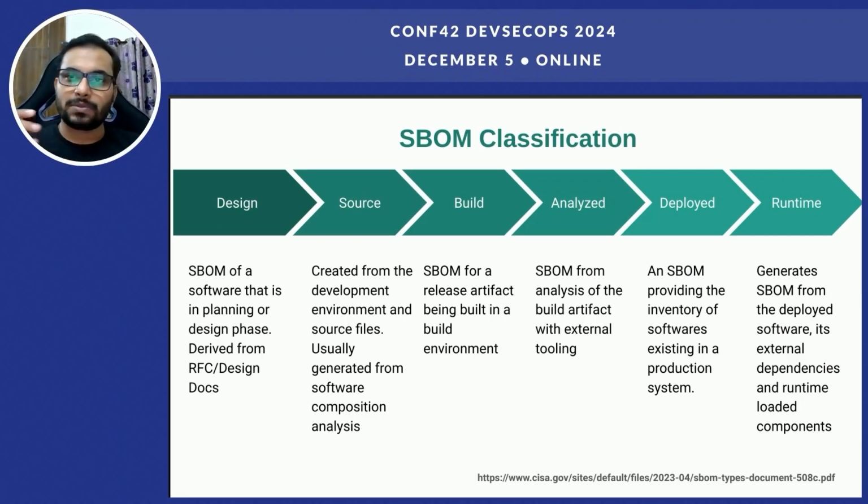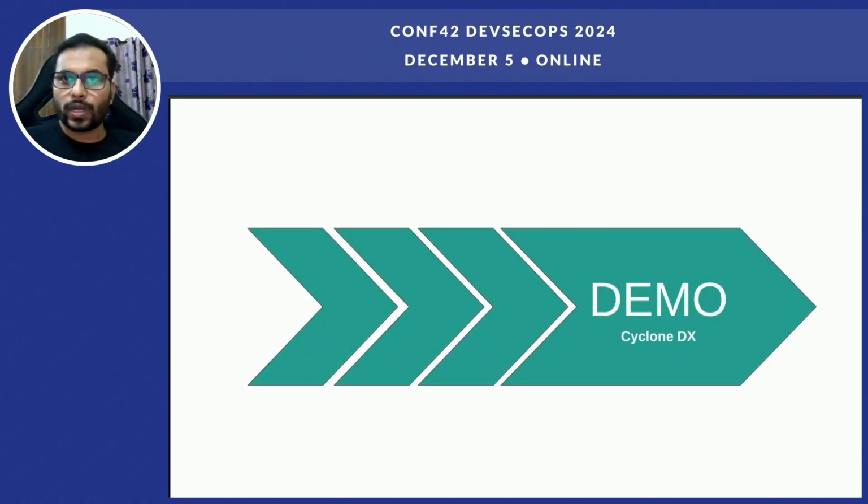But there are also other types of classifications for BOMs, like SaaS bill of materials, machine learning bill of materials, hardware bill of materials, etc. Let's go into a short demo of generating an SBOM in CycloneDX format and then look into the data in the SBOM.